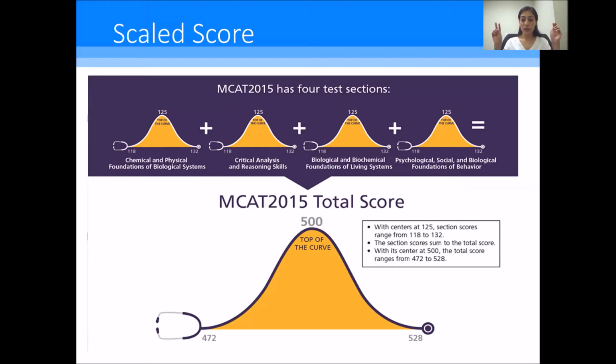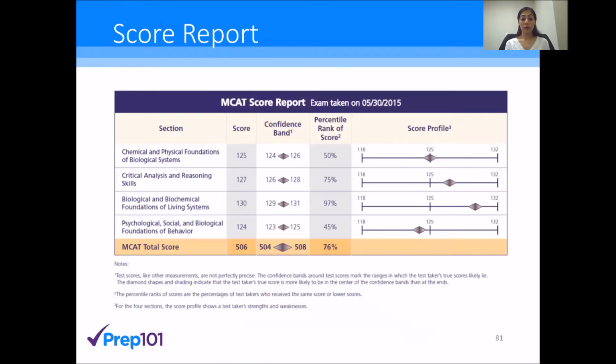So to speak, you're essentially getting perfect because you got the number of questions that the AAMC had designated in order to be in the 100th percentile. Okay, so this is a little bit of an introduction on your scaled score. Now, what I really want to talk to you about is your score report.